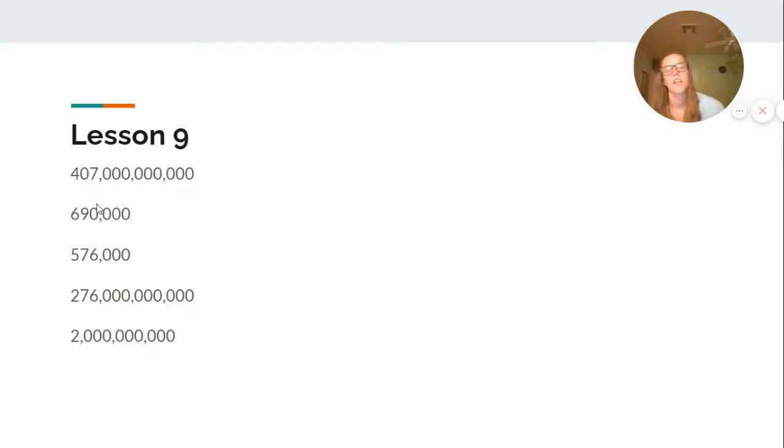Lesson 9, we're looking at just writing numbers in scientific notation. So remember, it always has to be a number that is equal to or greater than 1 and less than 10. So 1, 2, 3, 4, 5, 6, 7, 8, 9. So we have 4.07 times 10 to the 11th. And if there's a 0 between two positive integers, you must include that 0.